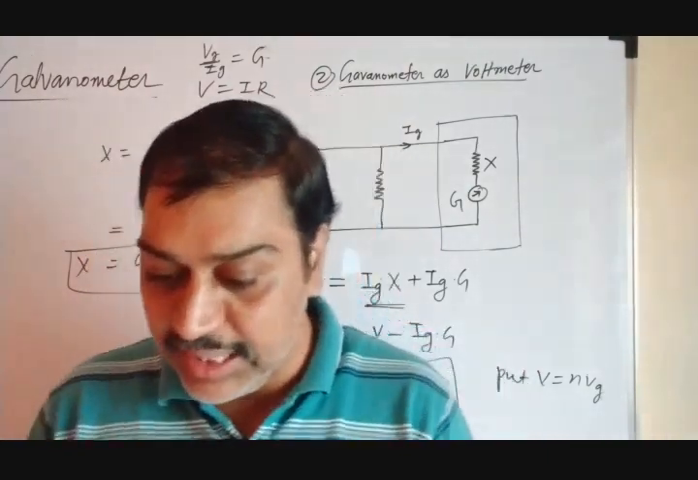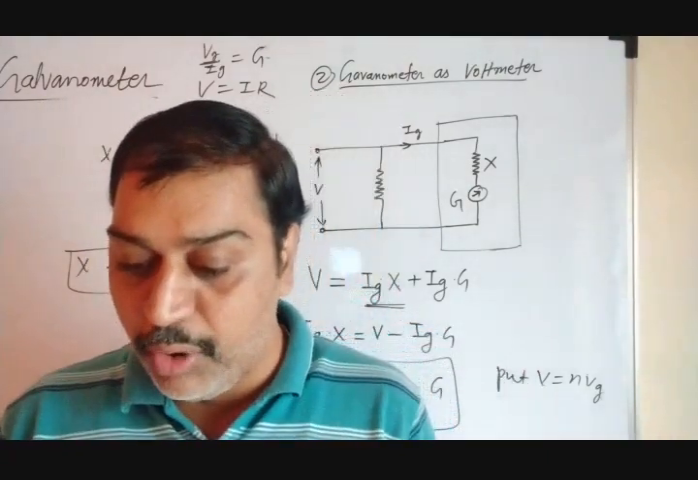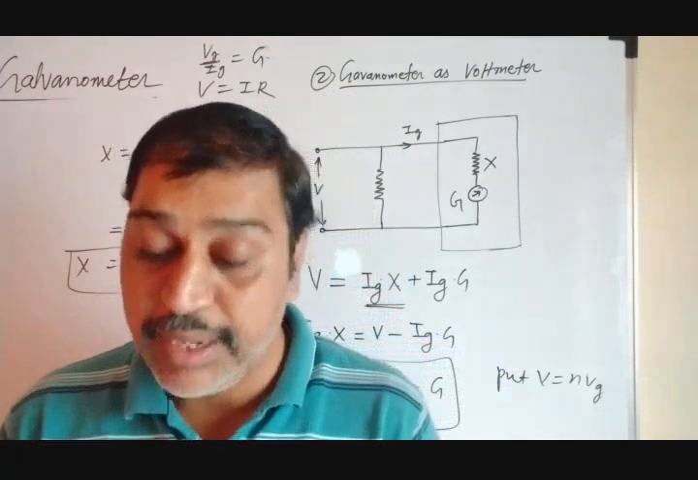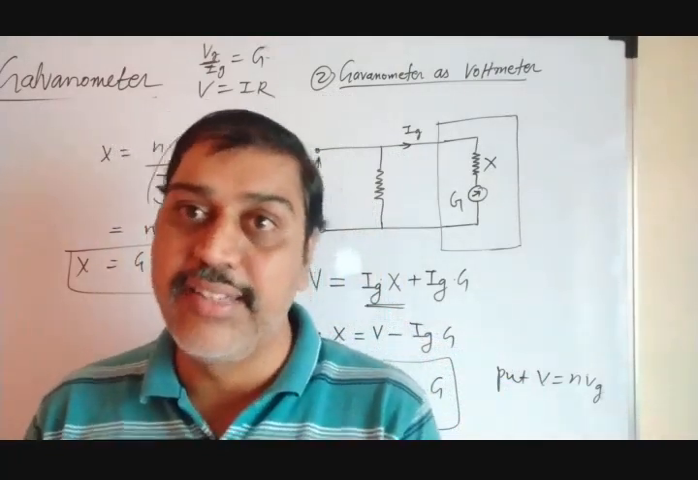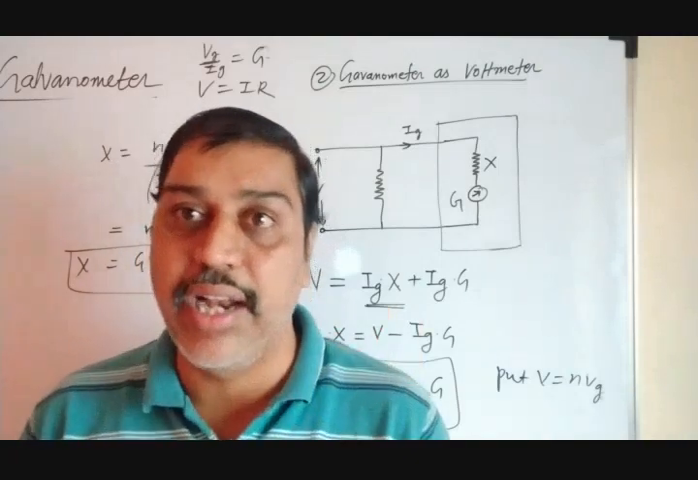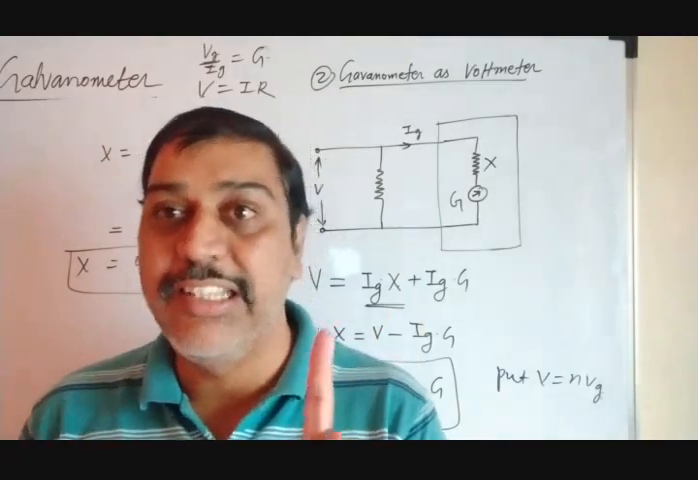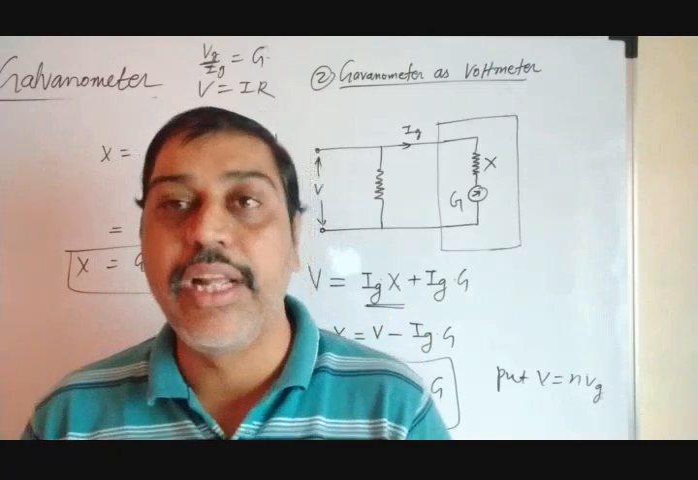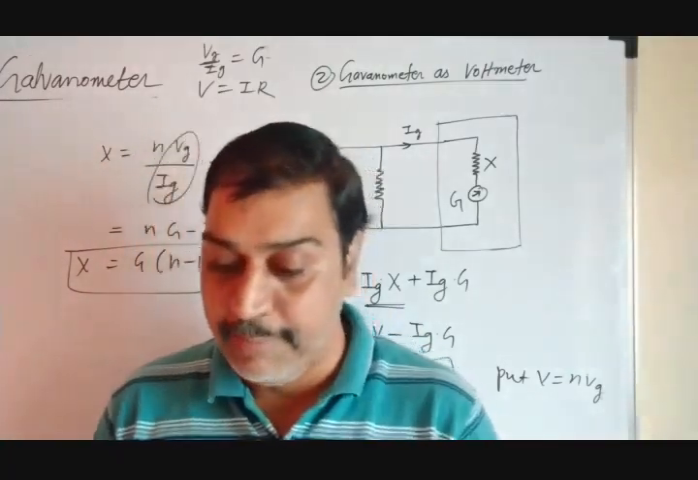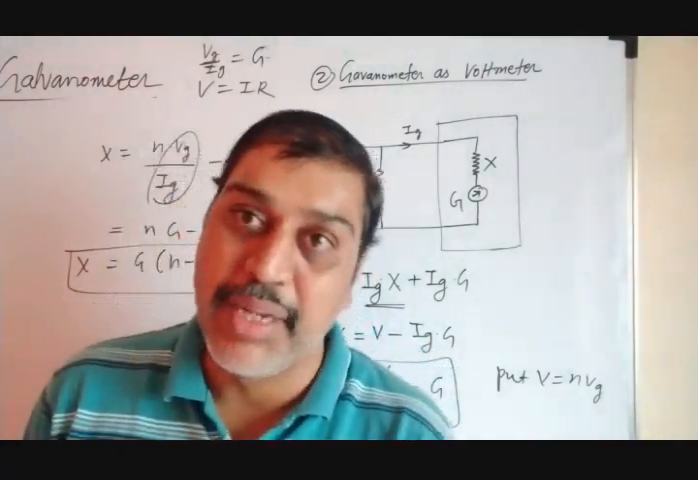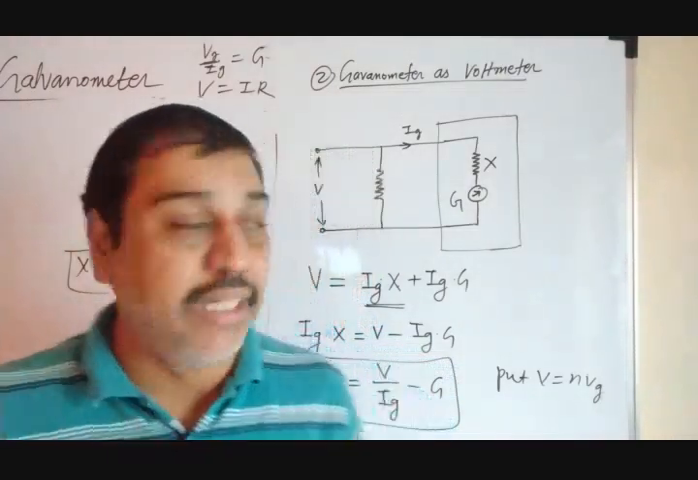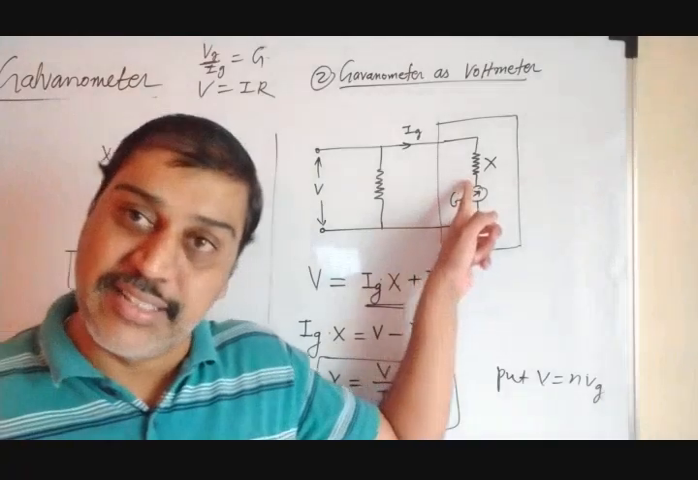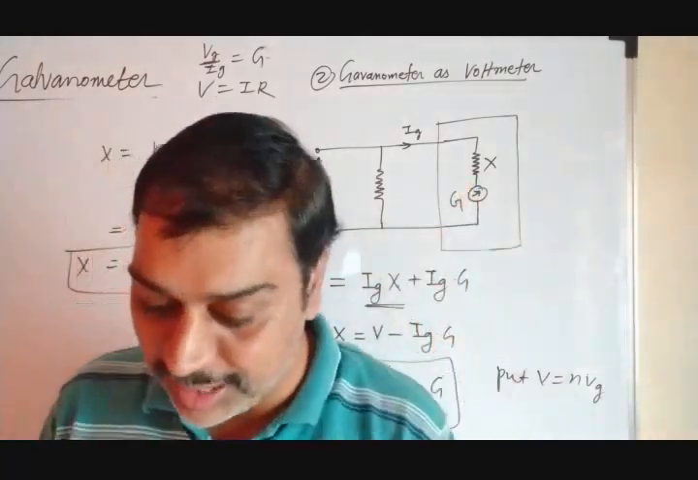Third, it is a moving coil galvanometer with low resistance, ideally 0. In case of ammeter, resistance must be minimum, ideally 0. That's why we connect a shunt resistance, that means parallel to the galvanometer, to decrease the resistance of the galvanometer. In case of voltmeter, it must be maximum, ideally infinite, and to increase it we connect a resistance in series with the galvanometer.